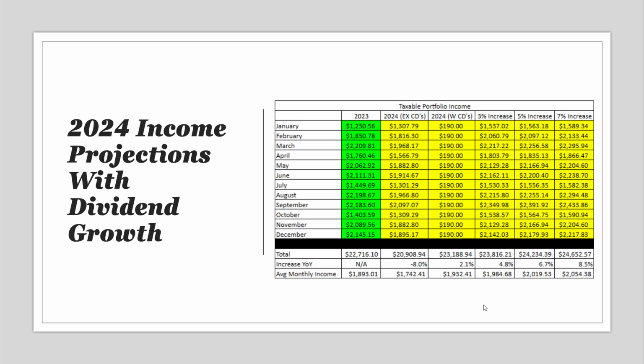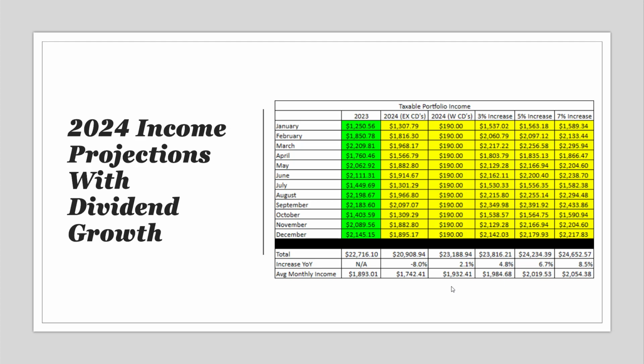So on this table, on this screen here, again, 2023 income highlighted in green. The next column over where it says 2024 ex CDs, that is using the same income estimates that you saw on the previous screen. It's just a reminder that this does not include any certificate or money market income in those numbers.